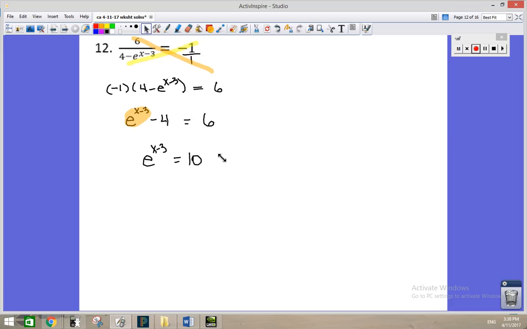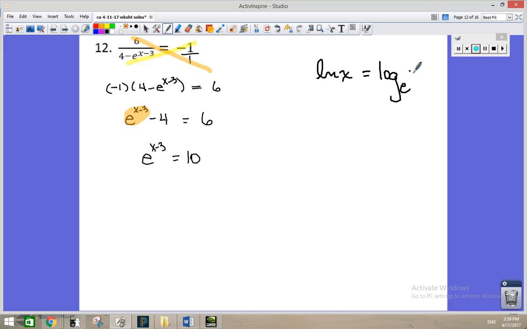I have a variable as an exponent, but I can't add 3 to both sides and get this x by itself. I can't divide both sides by an e. But what I can do is use my properties of logarithms. What if I took the log of each side? And better yet, if I took the natural log of each side. Natural log is ln of x. They don't write the base there, but the base is implied.